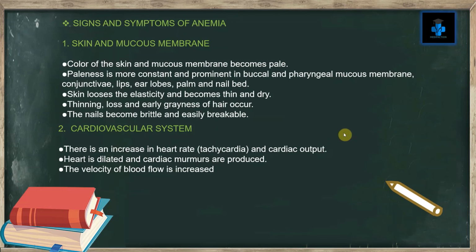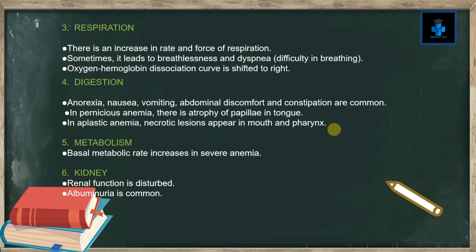Number 2. On cardiovascular system, there will be an increase in heart rate known as tachycardia and also cardiac output. Heart is dilated and cardiac murmurs are produced. The velocity of blood flow is increased. Number 3. Respiration. There is an increase in rate and force of respiration. Sometimes it leads to breathlessness and dyspnea, otherwise difficulty in breathing. Oxygen hemoglobin dissociation curve will be shifted to right.